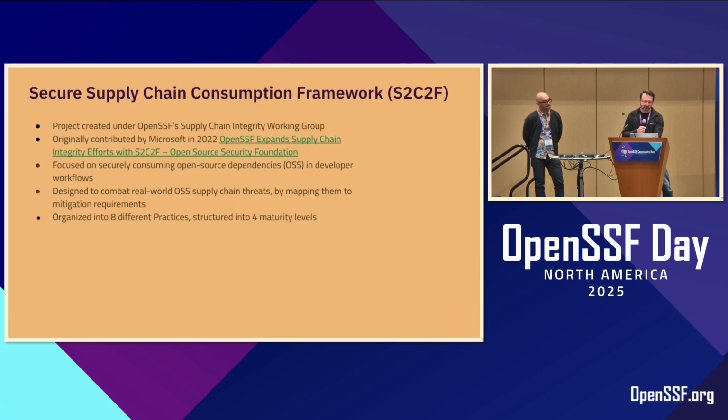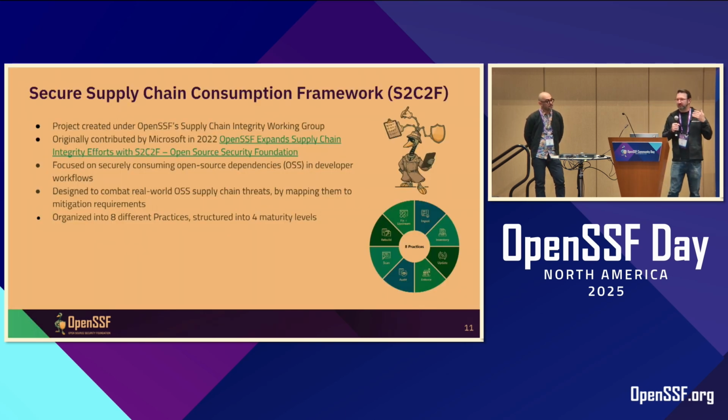brought these things together. So first, S2C2F, the Secure Supply Chain Consumption Framework. This is a project created under the Open Source Software Supply Chain working group, which is also the same working group that SLSA is a part of. And this was originally contributed by Microsoft in 2022, and it was hyper-focused on how to securely consume dependencies into the developer's workflow. So it was a consumption-focused framework, whereas at the time, SLSA was a very producer-focused framework. So the two could be paired together. You could use SLSA and S2C2F at the same time.